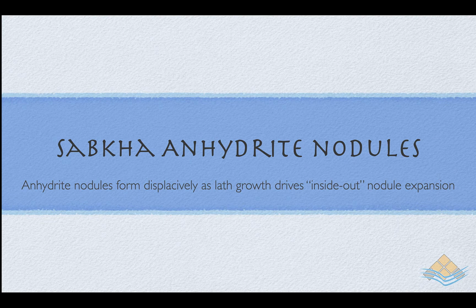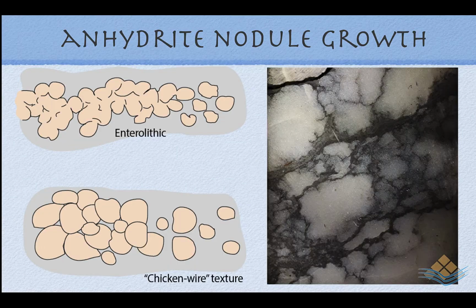And this comes from work done by Doug Shearman and Fuller back in the 80s, where they looked at a range of Sabkha nodules, modern and ancient, and how the nodule actually grew. And they came to the conclusion that Sabkha nodules grow displacively as a succession of lathes drive inside-out nodule expansion. And the two dominant styles of anhydrite that we see within the Sabkha matrix sediments are either enterolithic or a more massive development where the edges of the Sabkha define what Shearman and others have called a chicken wire texture.